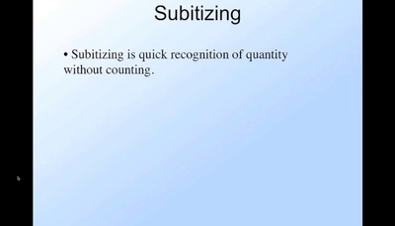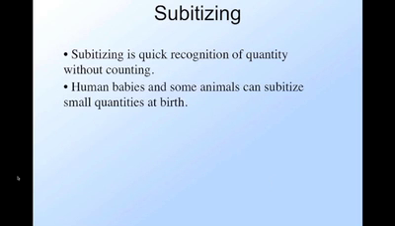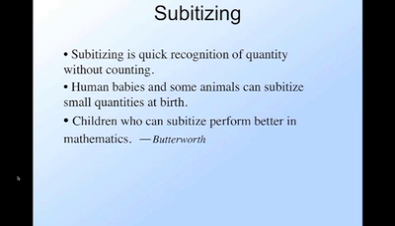So what we recommend instead is subitizing. And this is something that's been around for a long time, but it's just becoming more of a mainstream concept and word. Subitizing is the quick recognition of a quantity without counting. Human babies and some animals can subitize small quantities at birth.